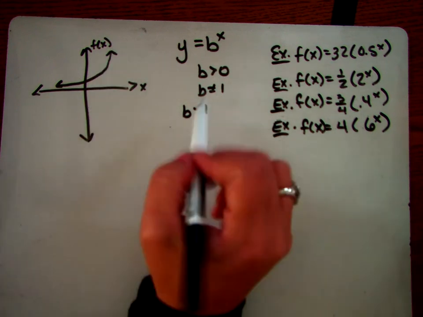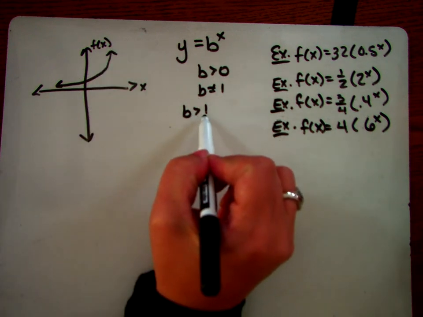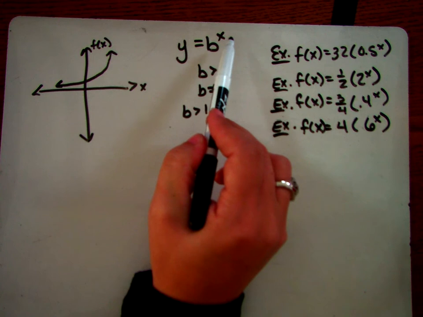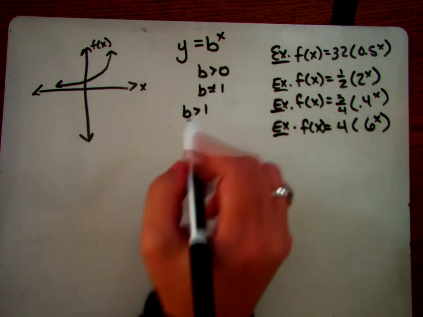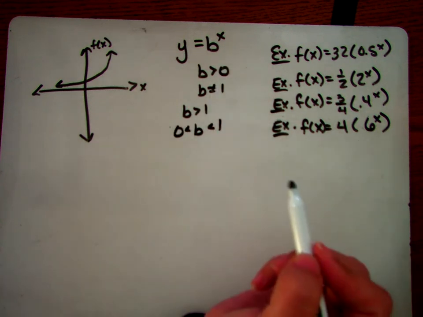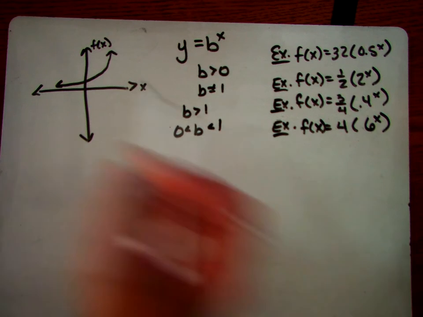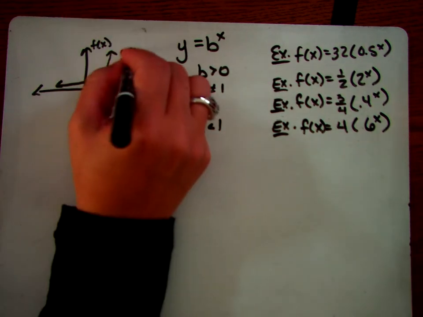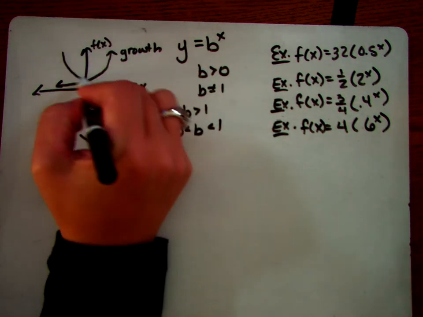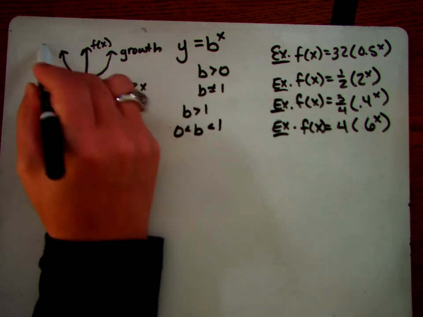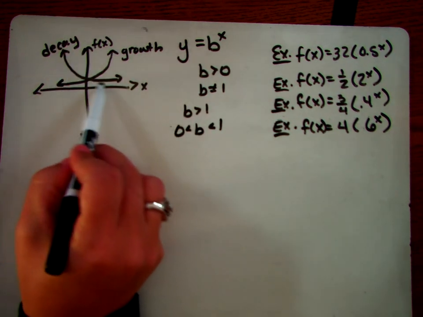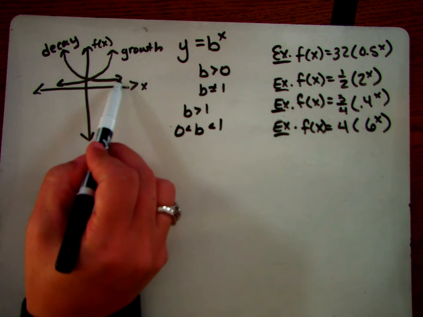So exponential growth is when b is greater than 1. b is whatever is being raised to the exponent. Decay is when b is between 0 and 1, so that's a fraction or a decimal. So this is growth, and our decay graph is going to look like this. It happens very quickly, and then it slows down. So that's decay.